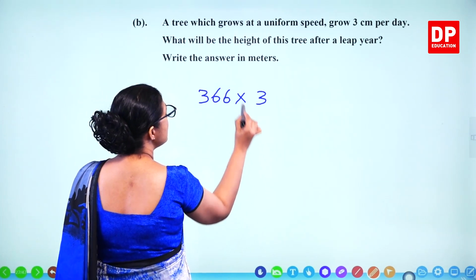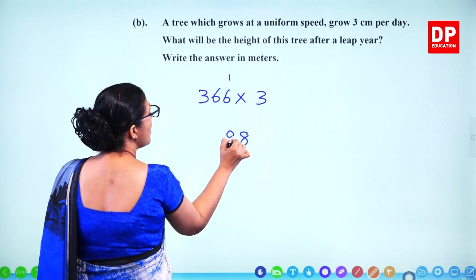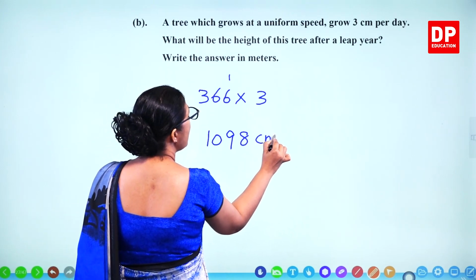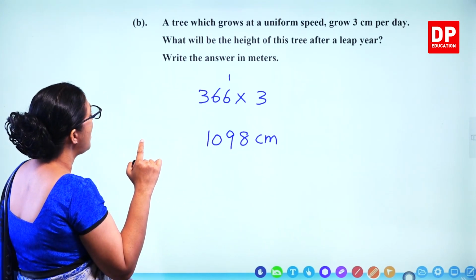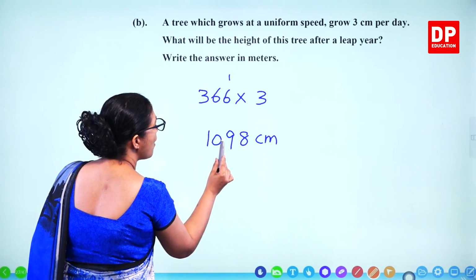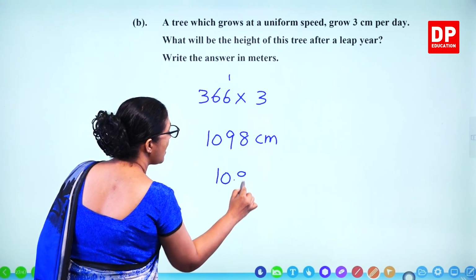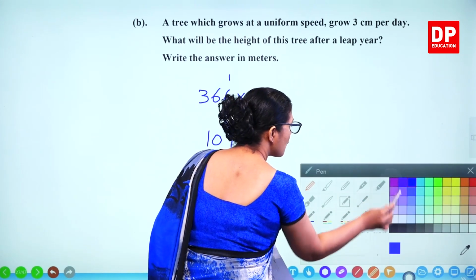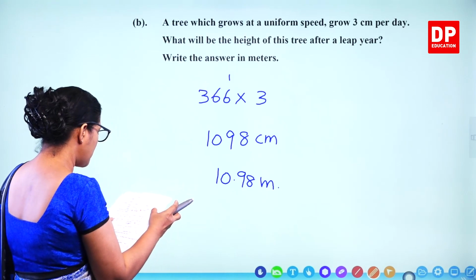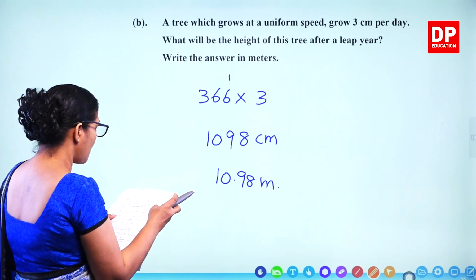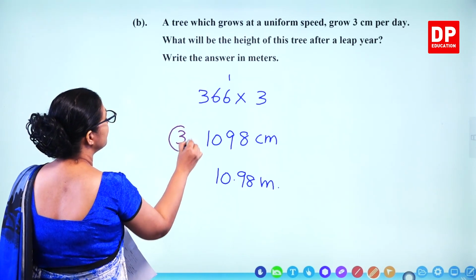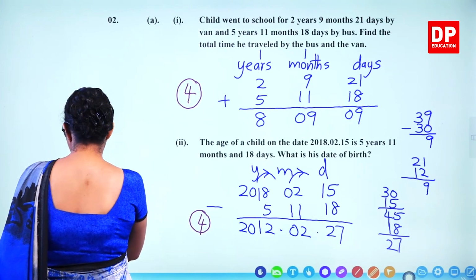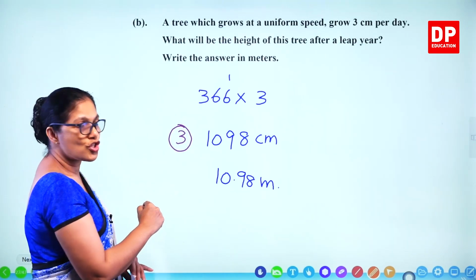3 times 6, 18. 3 times 6, 18 plus 1, 19. And 3 times 3, 9 plus 1, 10. 1098 centimeters. Answer in meters, so divide by 100, 10.98 meters. So how many marks do you get? 3 marks for that. So 3 here, 4 and 4, 8. 8 plus 3, 11 marks for that question.